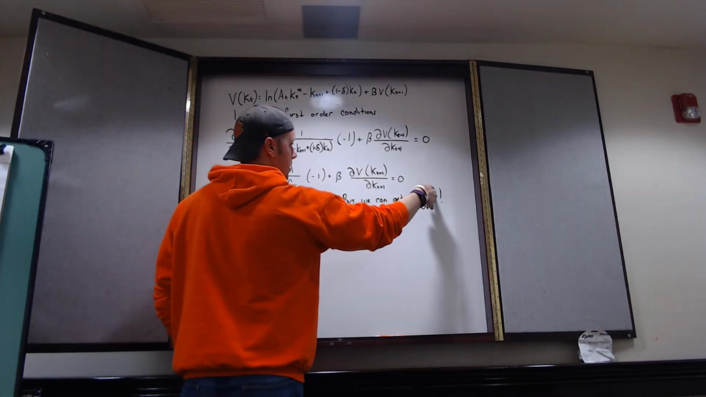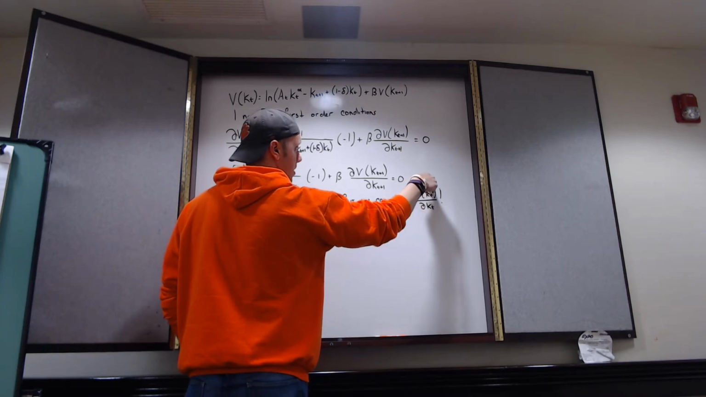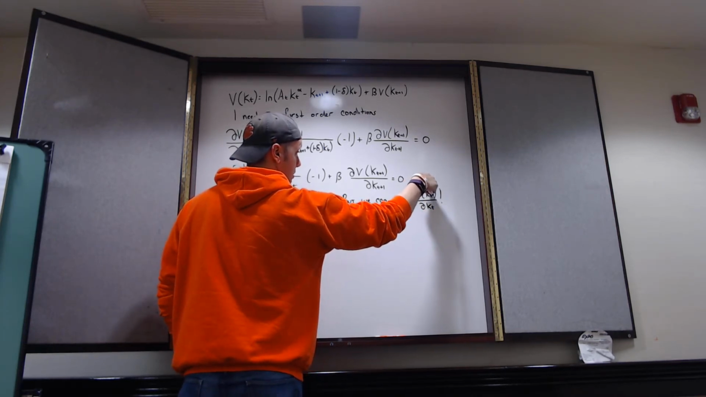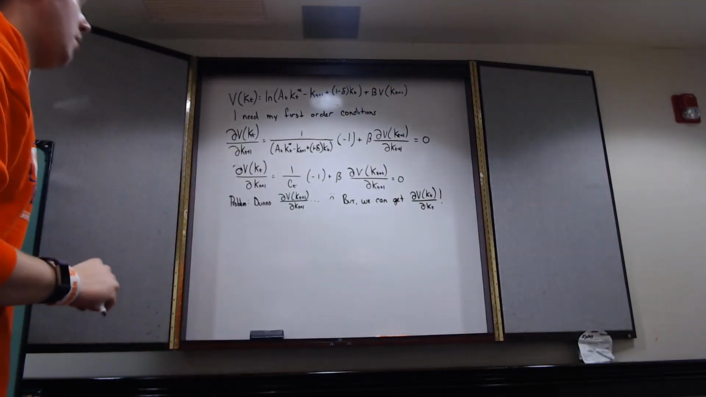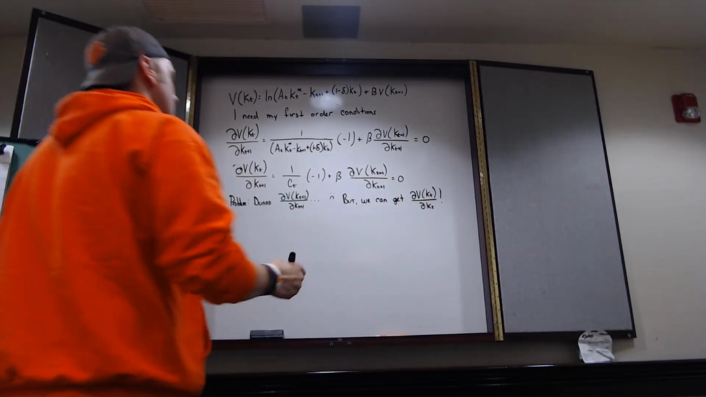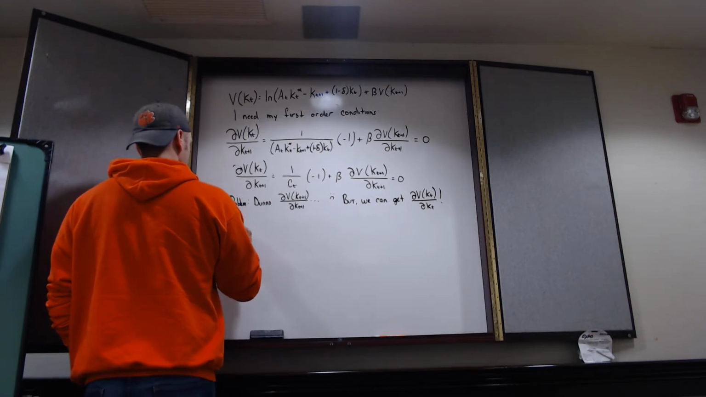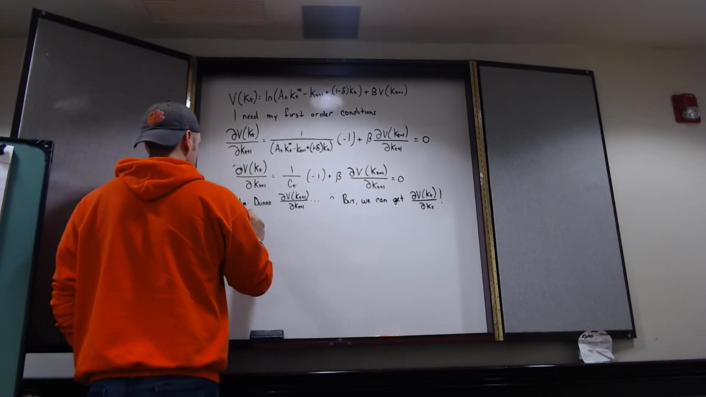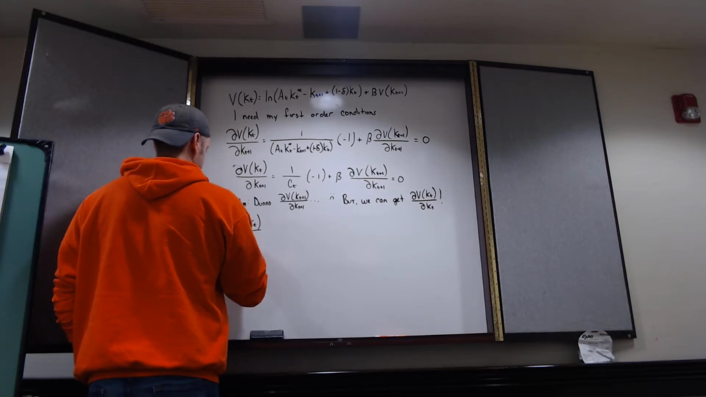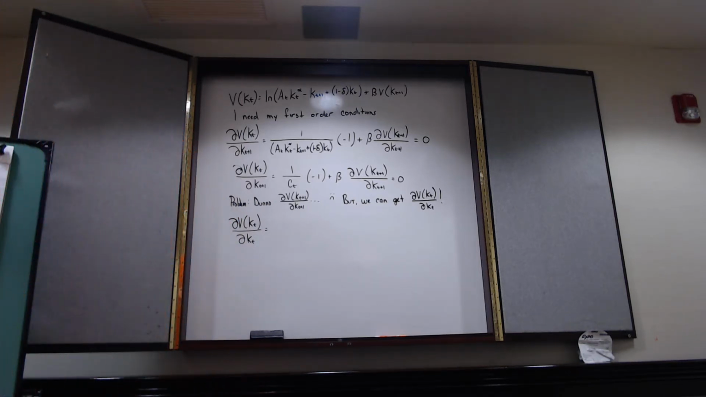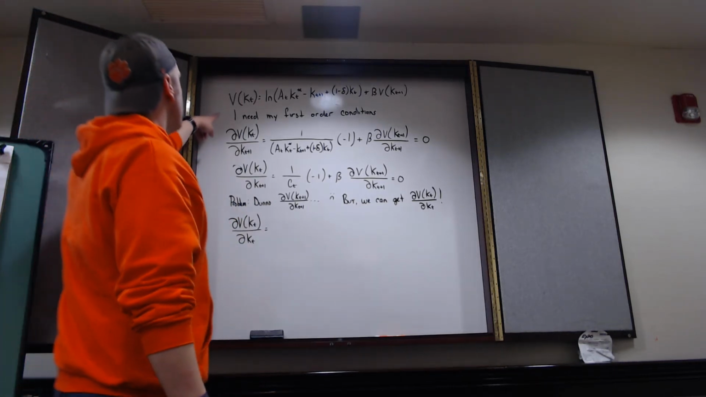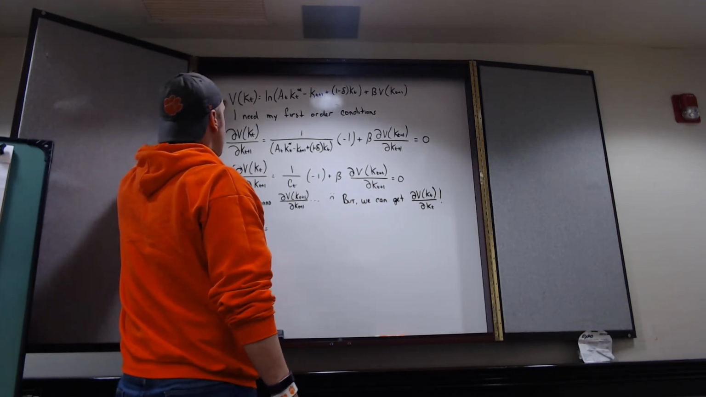So if we're taking the derivative of v of kt with respect to kt, we will get something that we can figure out analytically. What is it? Well, what we do is we just go through v of kt. So we go through this equation here again.